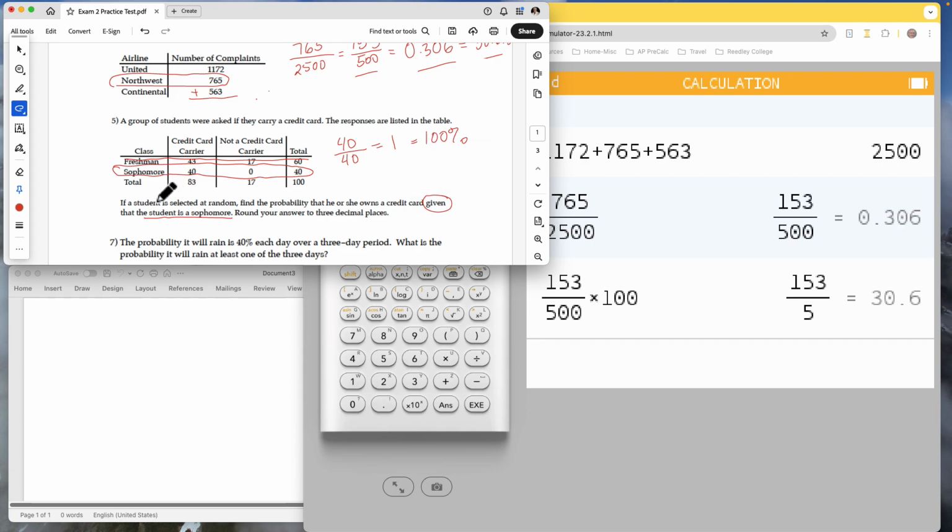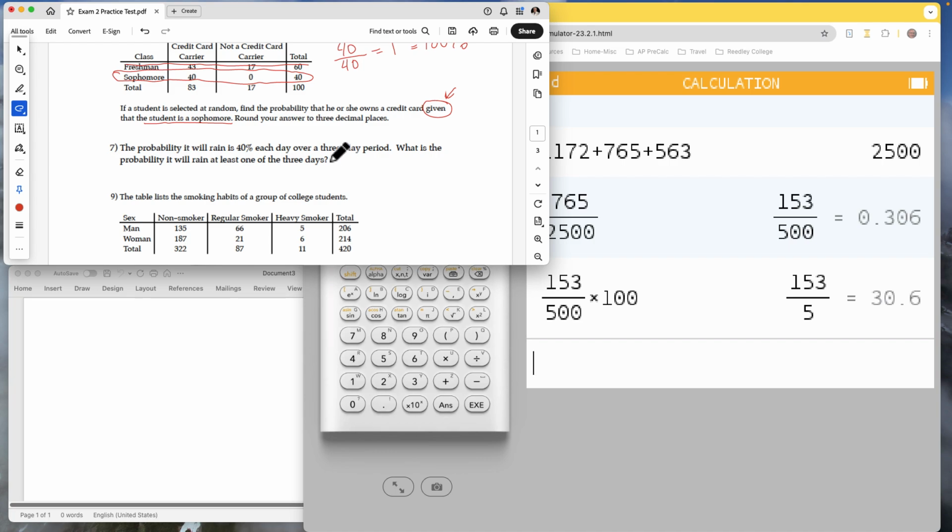So be able to do these ones. Again, the questions will be slightly different, but there'll be ones where we have a table where you have to find a conditional probability. So it was different than the first one, which was not a conditional. We just took the part over the total. So that's how we do this one. So look for that important word there.